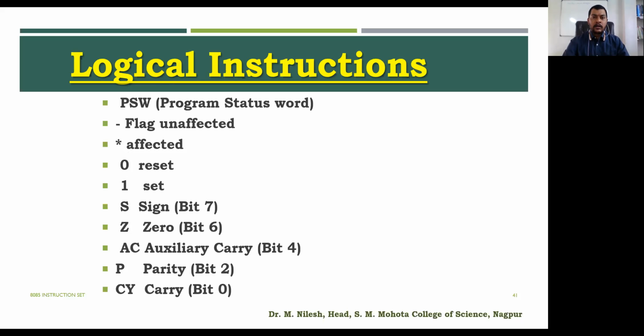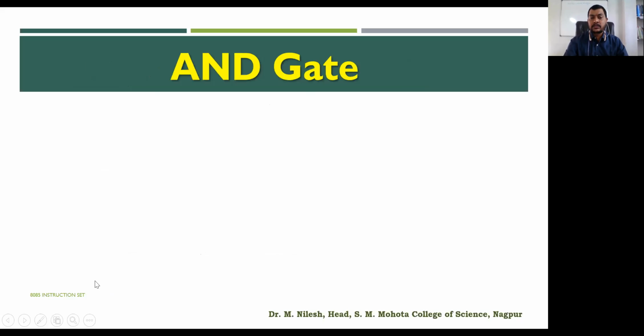So these are the flag status, the program status word, and their bit positions are written over there. Here, sign is at bit 7, zero at bit 6, auxiliary carry at bit 4, parity at bit 2, and carry at bit 0. This carry flag is very important for us, and we are going to use it many times when we do the branching instructions. This carry flag is very important.